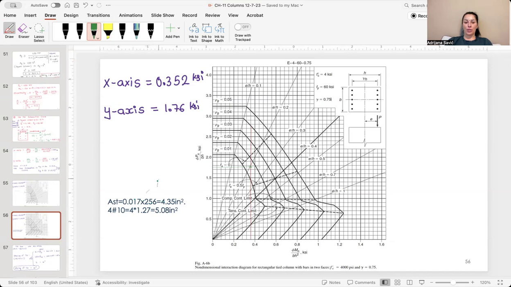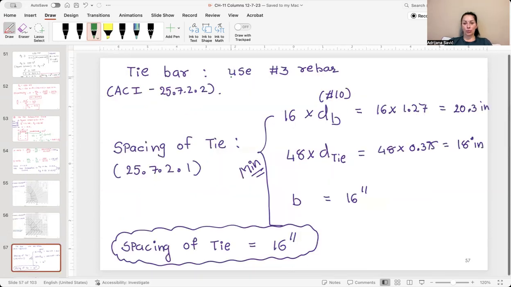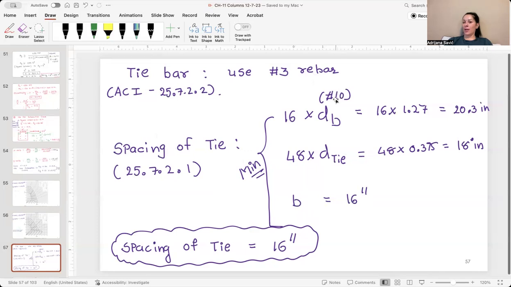So the gross area of the column will give us 4.35 inch square for steel area. We can assume number 10, which is 5.08 inch square. So in this case, we need to determine the tie bar. If we have number 10 and a lesser value for rebar diameter, we are using number 3 rebars for secondary steel, and the spacing of the ties will be b, which is the width of the column, 16 inch.